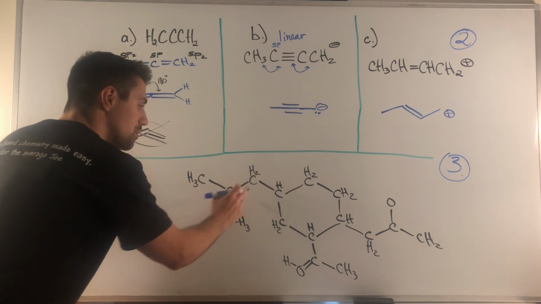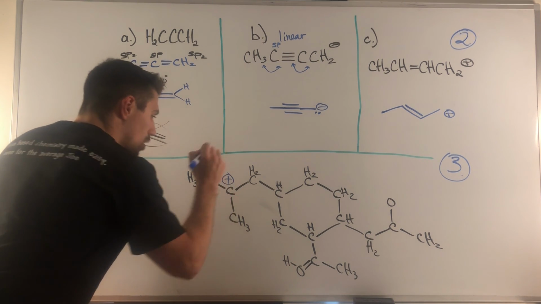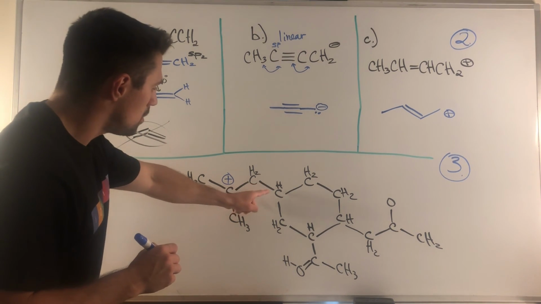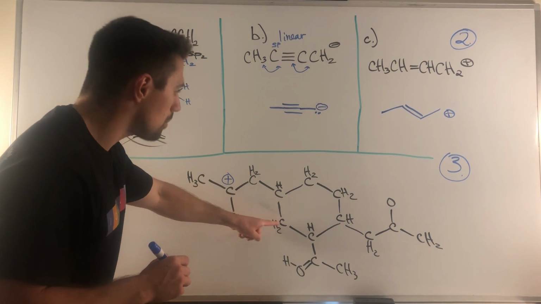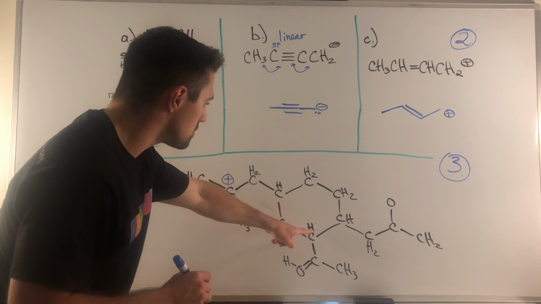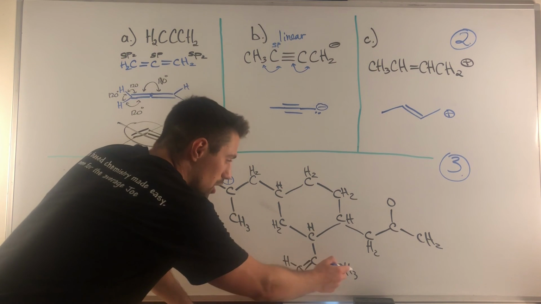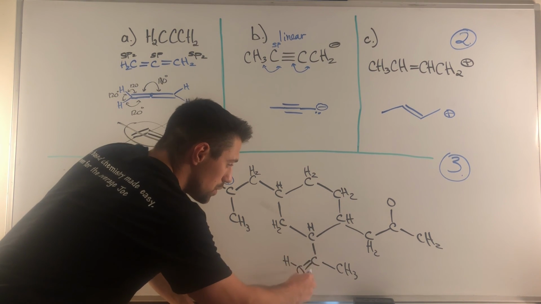It's in control of 1, 2, 3. That is a positive charge on that carbon. This carbon is good. This carbon's good. 1, 2, 3, 4. That carbon's good. This carbon's good. Let's check down here. That carbon looks okay. This carbon looks 1, 2, 3, 4.